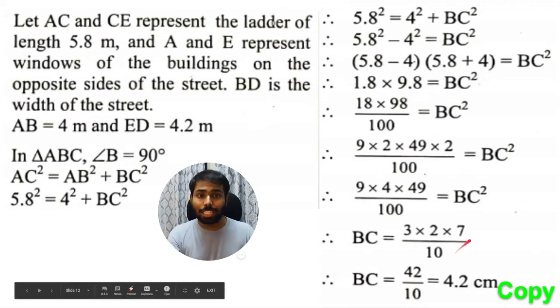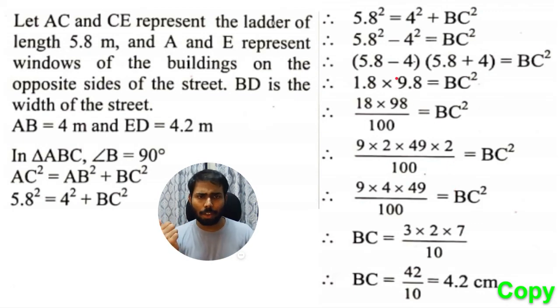But a better and easier way would be to use the formula of A square minus B square. क्या formula A square minus B square? A plus B into A minus B. तो यहाँ पे A plus B multiplied by A minus B आ गया। Okay, 5.8 minus 4, 5.8 plus 4 यहाँ पे is BC square. What is 5.8 minus 4? It is 1.8. What is 5.8 plus 4? 9.8.